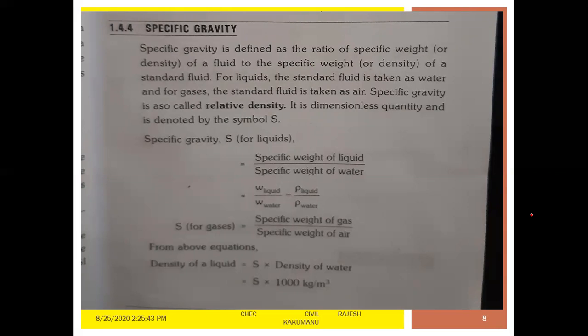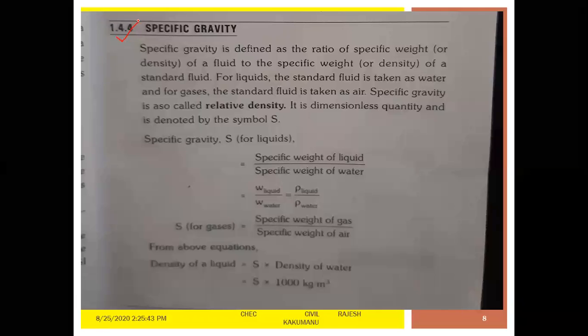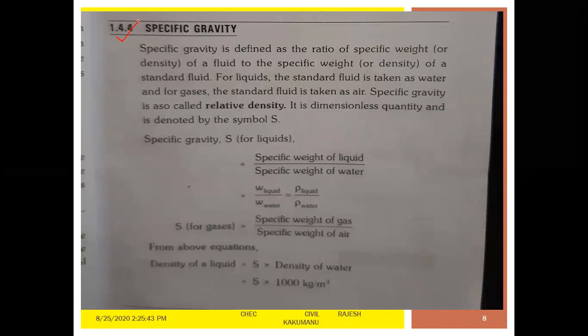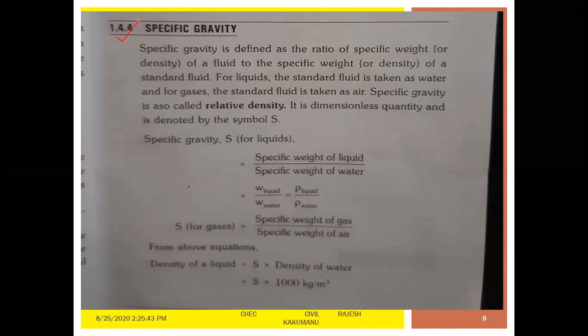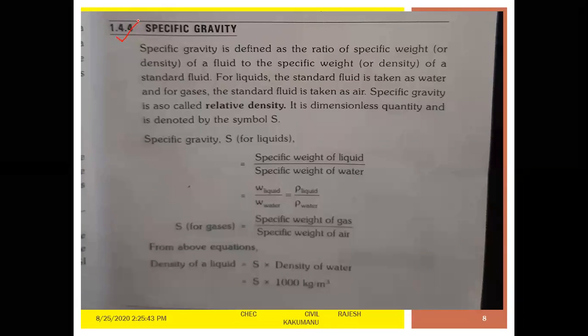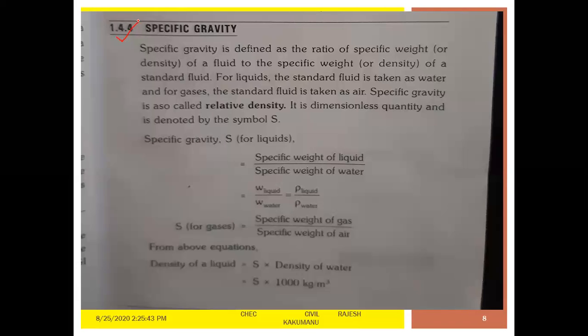Specific gravity. The fourth definition is the specific gravity. What is the meaning of specific gravity here? Specific gravity is defined as the ratio of specific weight or density. It is defined as the ratio of specific weight of the fluid to the specific weight of the standard fluid. In fluids we have some standard notations and also some standard formulas, so based upon the standard fluid notation, we compare the general fluid.